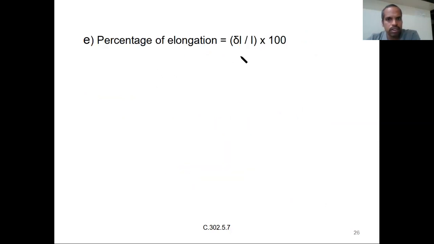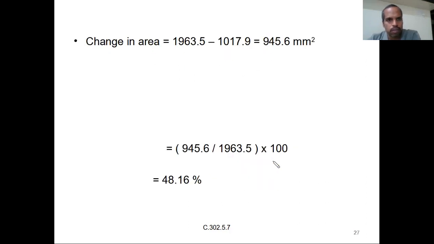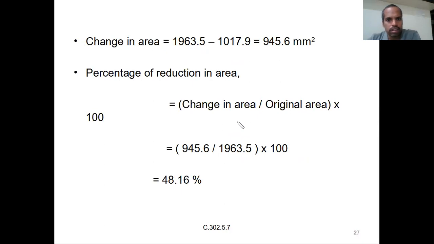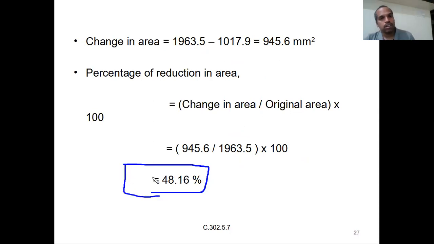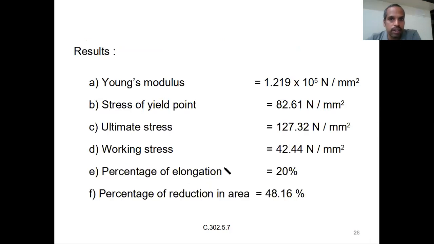Okay, and percentage elongation. So change in length, that's what you have done: 300 minus 250. This change in length is calculated. Percentage elongation we have calculated as 20%. Same thing here for area: A1 minus A2, meaning initial area minus final area, so change in area divided by original area. How much is it? Percentage change in area is nothing but 48.16%. Okay, change in length is only 20%, but the change in area is 48.16%. Right, so these are the results tabulated here.